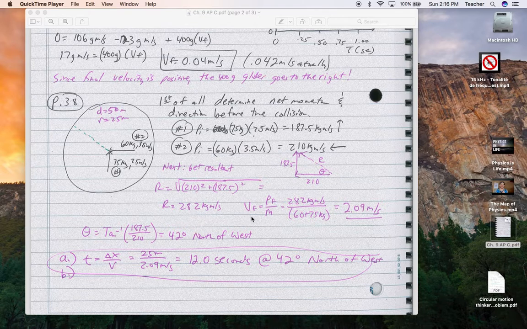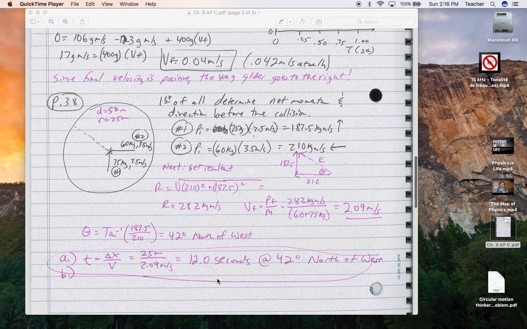Since they're sticking together, I divide it by the total mass. It's about 2.09 meters per second. Using inverse tangent of this triangle, I can get that they're going to head at 42 degrees north of east. So if I know the speed is 2.09 meters per second, I know the distance to the edge of the circle is 25 meters. It's going to take 12 seconds for the people to get there.